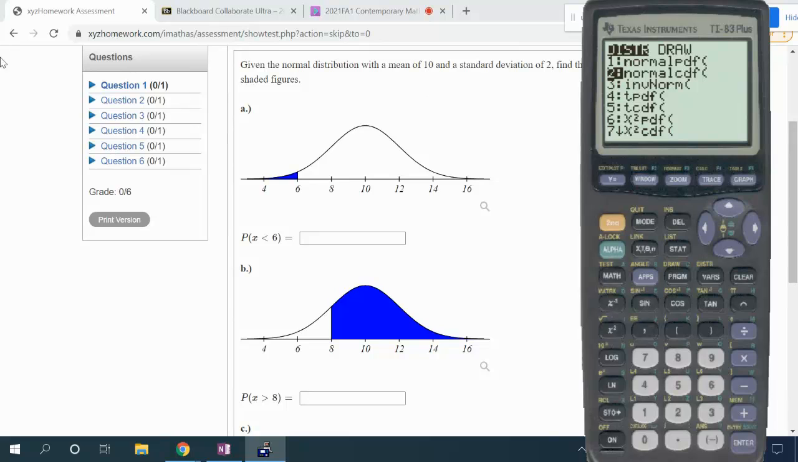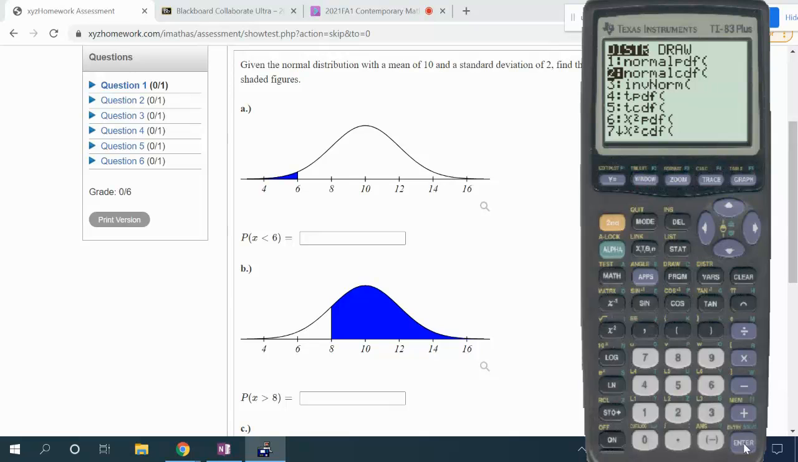So let's say if we wanted to find the probability that X equals 6, we would use the PDF. Since we're finding areas greater than, less than, and compound areas, we're going to use the normal CDF. CDF alludes to the cumulative distribution function. So let's see how this works. I'm going to use the cumulative distribution function.